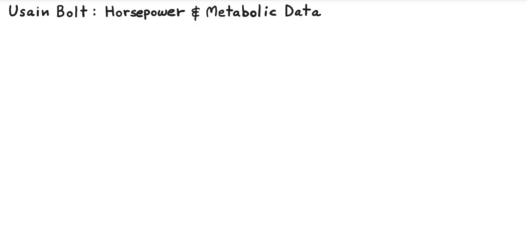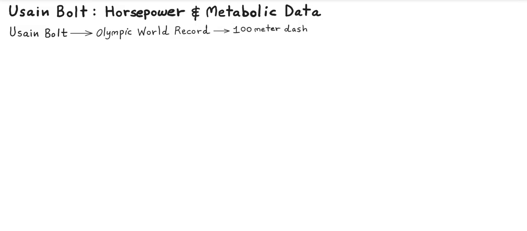Welcome to this presentation. My name is Mark Scythian. The date today is December 21st, 2024. This presentation is going to focus on Usain Bolt, his horsepower and metabolic data. Usain Bolt is the Olympic world record holder for the 100-meter dash, 9.58 seconds, set in 2009, and so far undefeated.